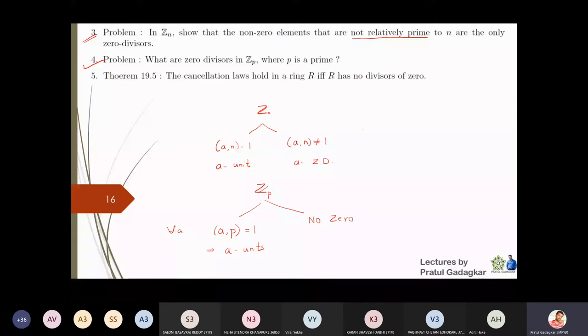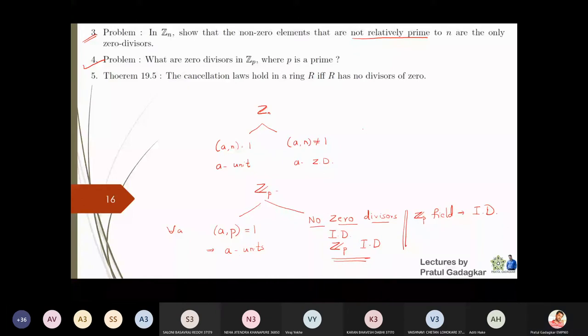And this is the reason, if you have a set which does not have zero divisors, then that set becomes what? That set becomes an integral domain. So we here now conclude that Zp is actually an integral domain. Actually, we have earlier seen that Zp is a field, right? And every field is an integral domain. So this is yet another verification of why Zp is an integral domain, because it has no zero divisors. All the elements less than p will become units in this.